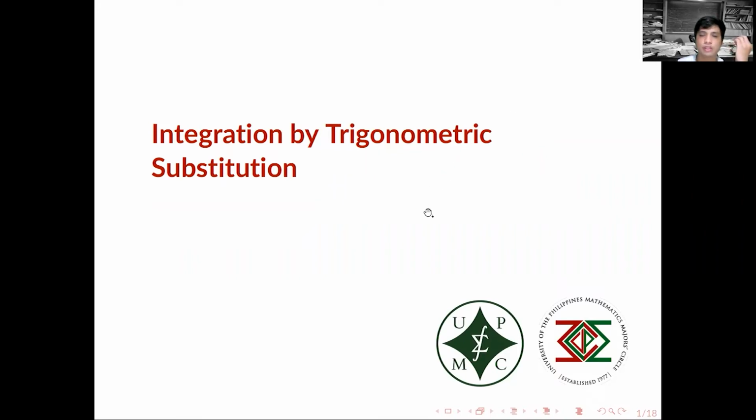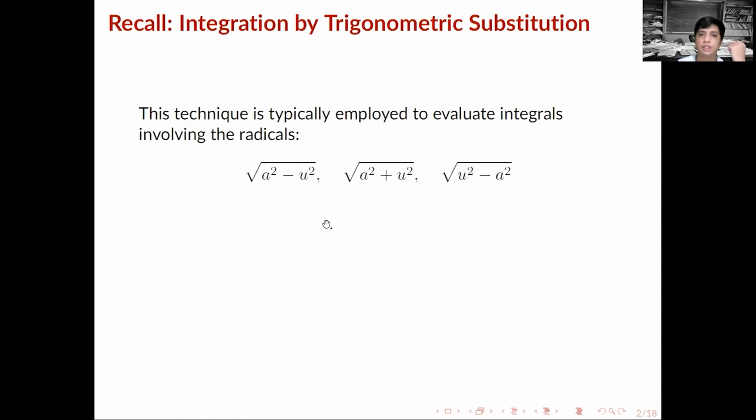Hello everyone, in this video, we're going to review integration by trigonometric substitution. This technique is usually used when we encounter integrals that have radicals in them, in particular one of these three forms or cases. Just note that encountering a radical in your integral does not directly imply that you have to use trigonometric substitution. Check first if other techniques are applicable.